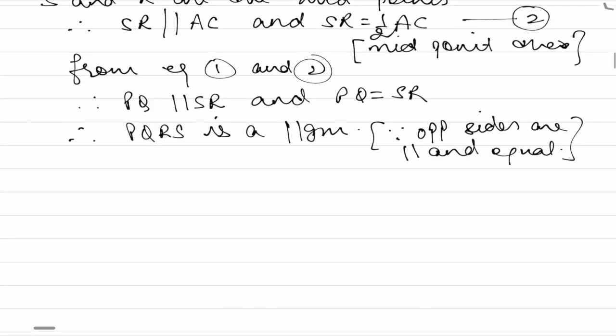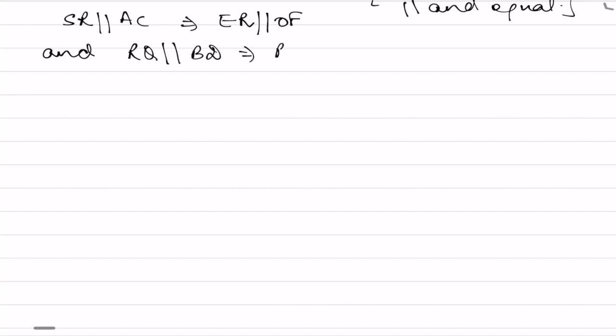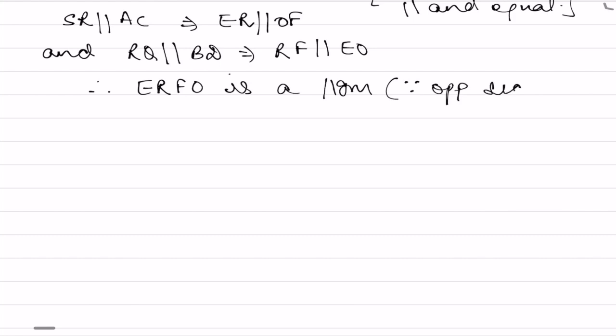So we'll write down here now. As we have proved, SR is parallel to AC. This implies ER is also parallel to OF. And RQ is parallel to BD. This implies RF is also parallel to EO. Therefore, ERFO is a parallelogram because opposite sides are parallel.